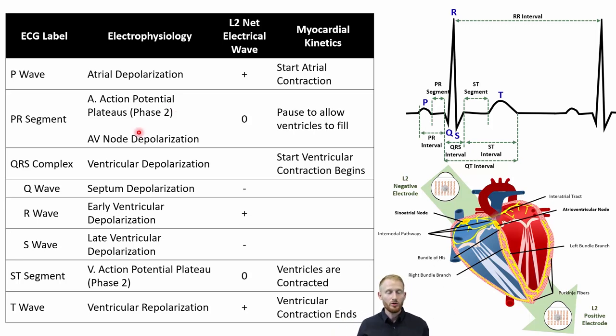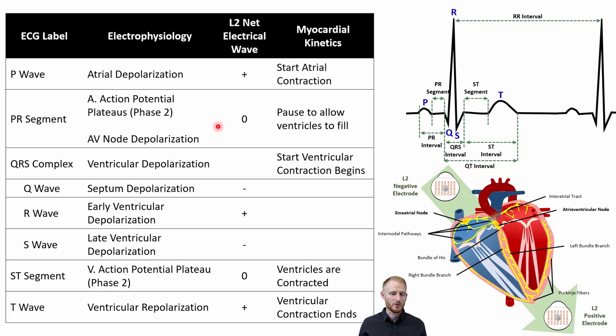So although the AV node is depolarizing, which normally you would expect to show some sort of wave, it's such a small amount of tissue that the electrocardiogram machine is not sensitive enough to pick up that tiny electrical signal. And so we see it as a flat line, meaning there's really no electrical activity here. We have zero deflection of the ECG waveform. Again, this PR segment is very important in order to allow blood to get from the atrium to the ventricles.